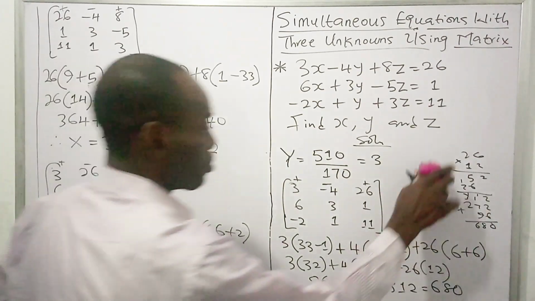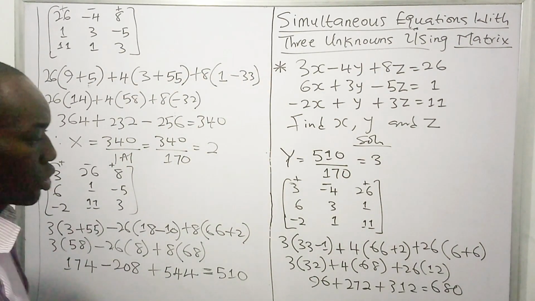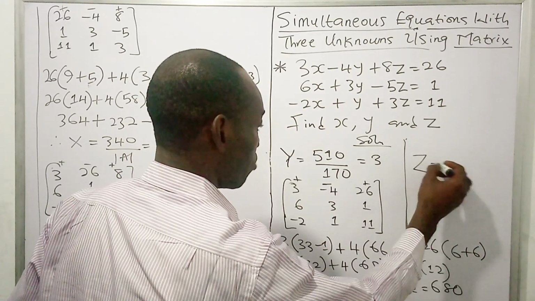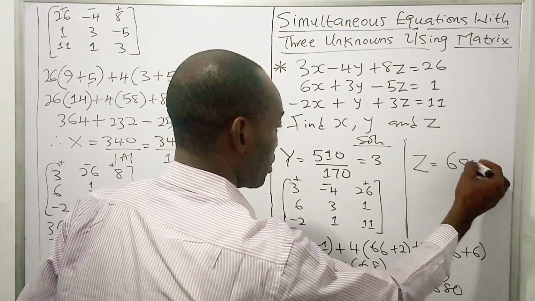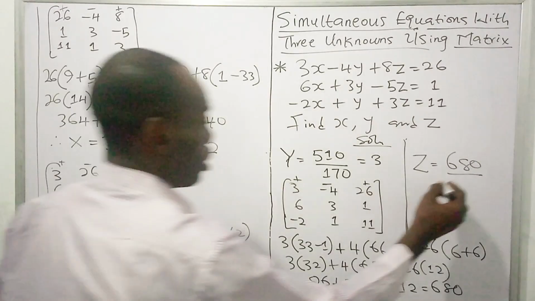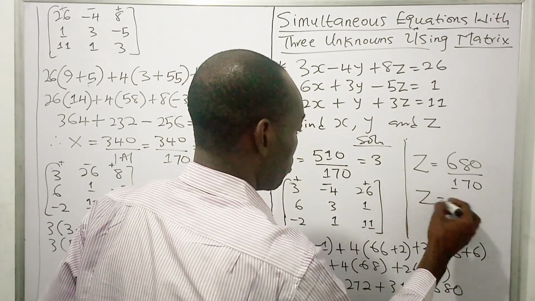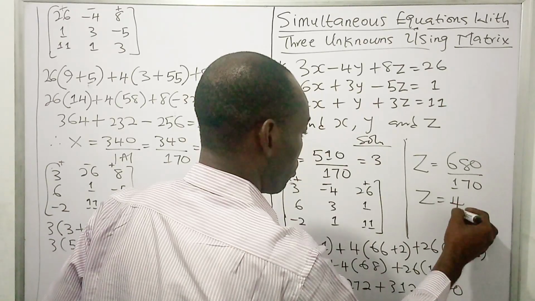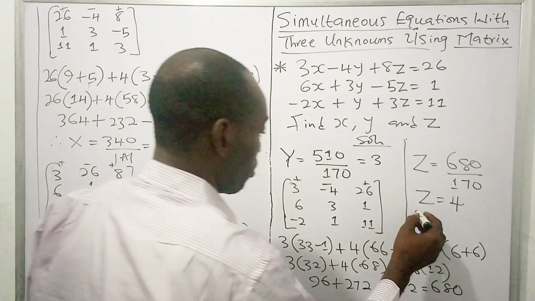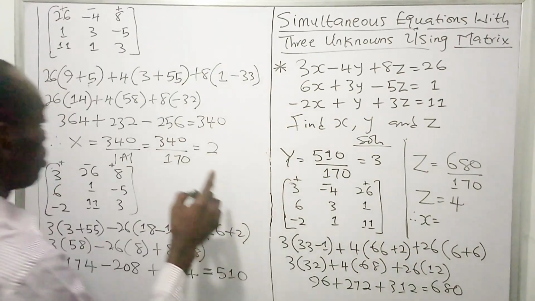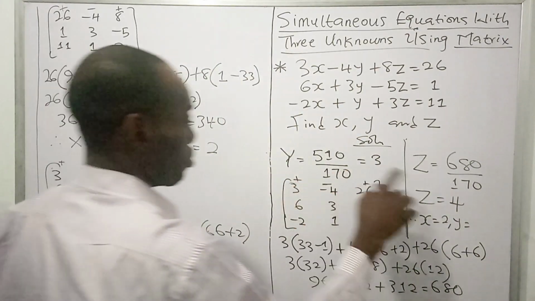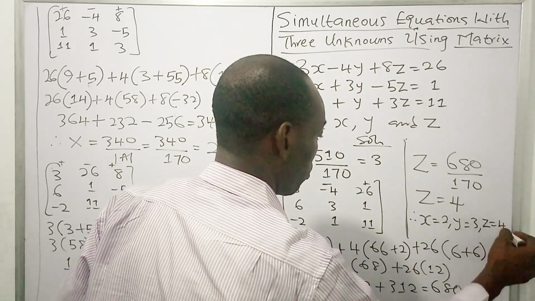So for us to get the value of z now, what do we do? Let's resolve that here. z becomes 680 divided by the same determinant we used in the first place. All right, so we divide this now. That will give us 4 as the value of z. So therefore, our x is 2, our y is 3, and our z is 4.